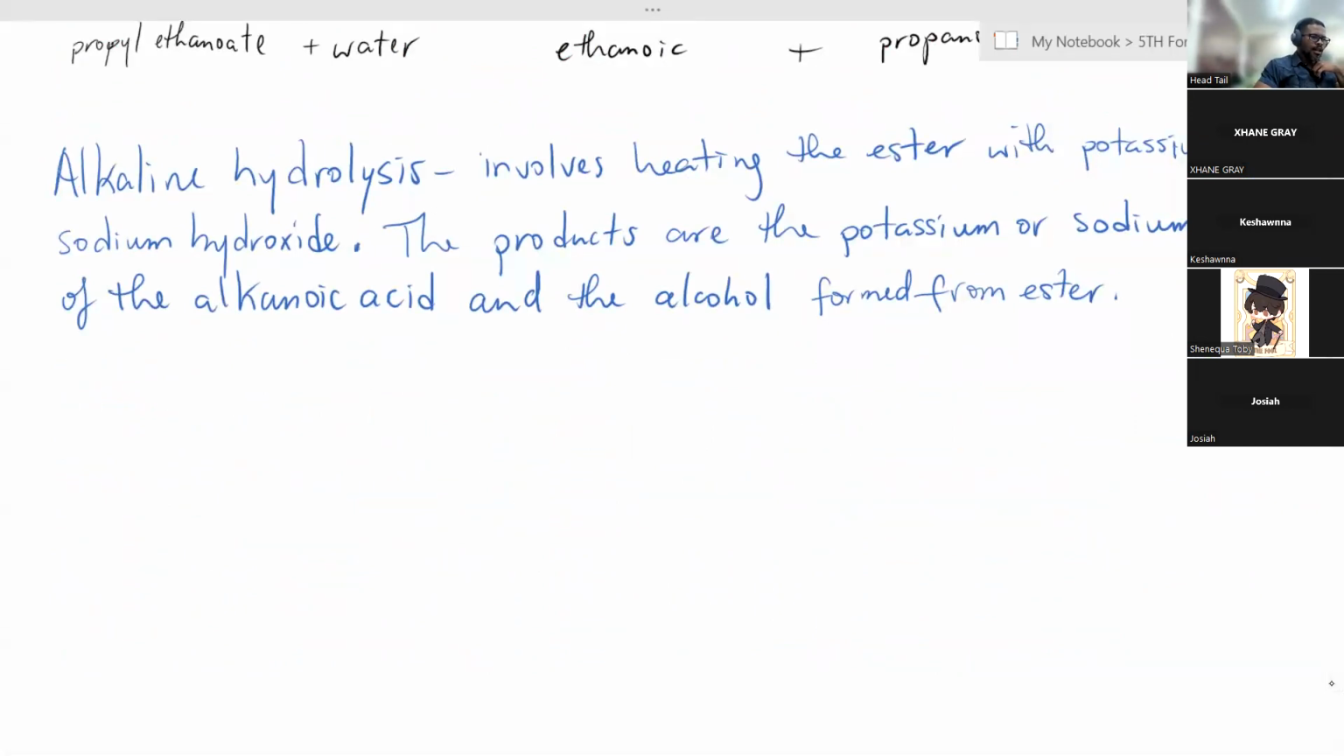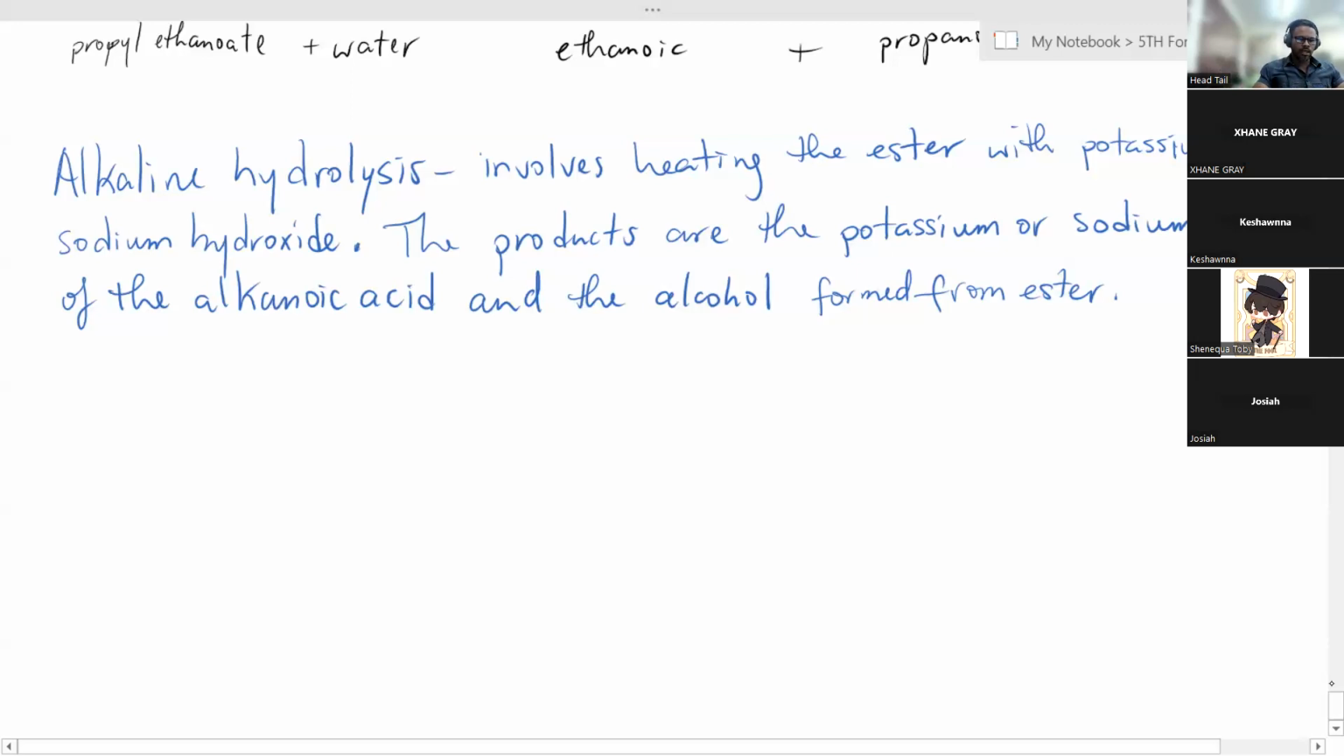So alkaline hydrolysis. So remember, hydrolysis is basically using water to separate this compound. And in the case of the alkaline, we have something different occurring. What's the difference between the acid hydrolysis and the alkaline hydrolysis? Both of them are breaking apart the compound. But the products are different. One is going to have the alkanoic acid and the alcohol, sorry. And the next one is going to have the salt of the alkanoic acid. So it's going to make a salt instead and an alcohol.